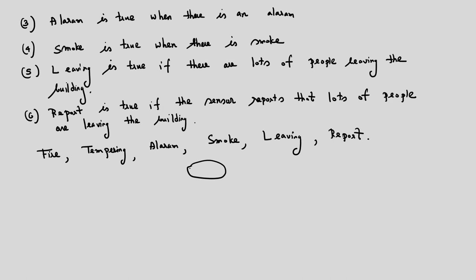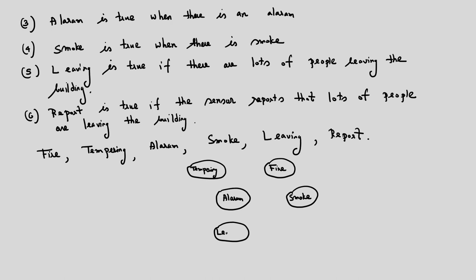Tampering, I am writing tampering here, fire, alarm, smoke, leaving, and report. So when there is a tampering, the alarm may be on. So I am putting this condition. When there is a fire, there may be alarm. When there is a fire, the possibility of smoke. When the alarm rings, people are leaving the building. And after this, if all the people are leaving, then we have a report. So like this, we can construct the belief network.